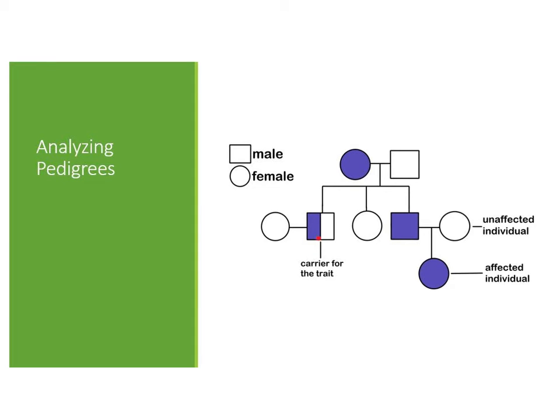And then over here, do you see how this one is half filled and half empty? Okay, that means that they're a carrier for the trait, and they're probably going to be heterozygous. Which would mean, I'm just going to pick on A, they'd have one capital A allele, one little a allele.